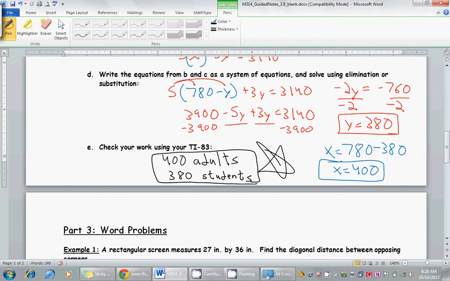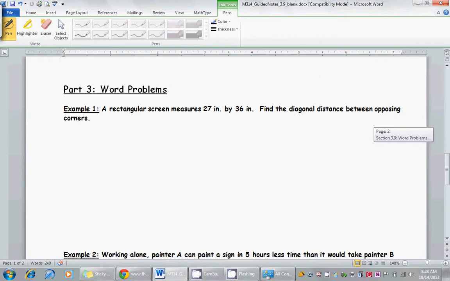Okay. All right. Good. Alright, good job. Let's go ahead and flip over to the next page here.